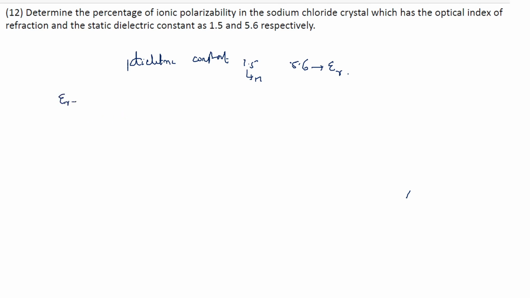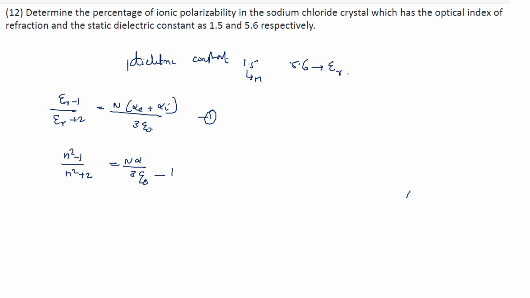So epsilon r minus 1 divided by epsilon r plus 2 is equal to N into alpha e plus alpha i divided by 3 epsilon 0. Alpha e means electronic polarizability, alpha i means ionic polarizability. Okay, now at optical frequencies, and this we can call equation 1, then the equation will become n square minus 1 divided by n square plus 2 is equal to N alpha e divided by 3 epsilon 0. So that will be equation 2.